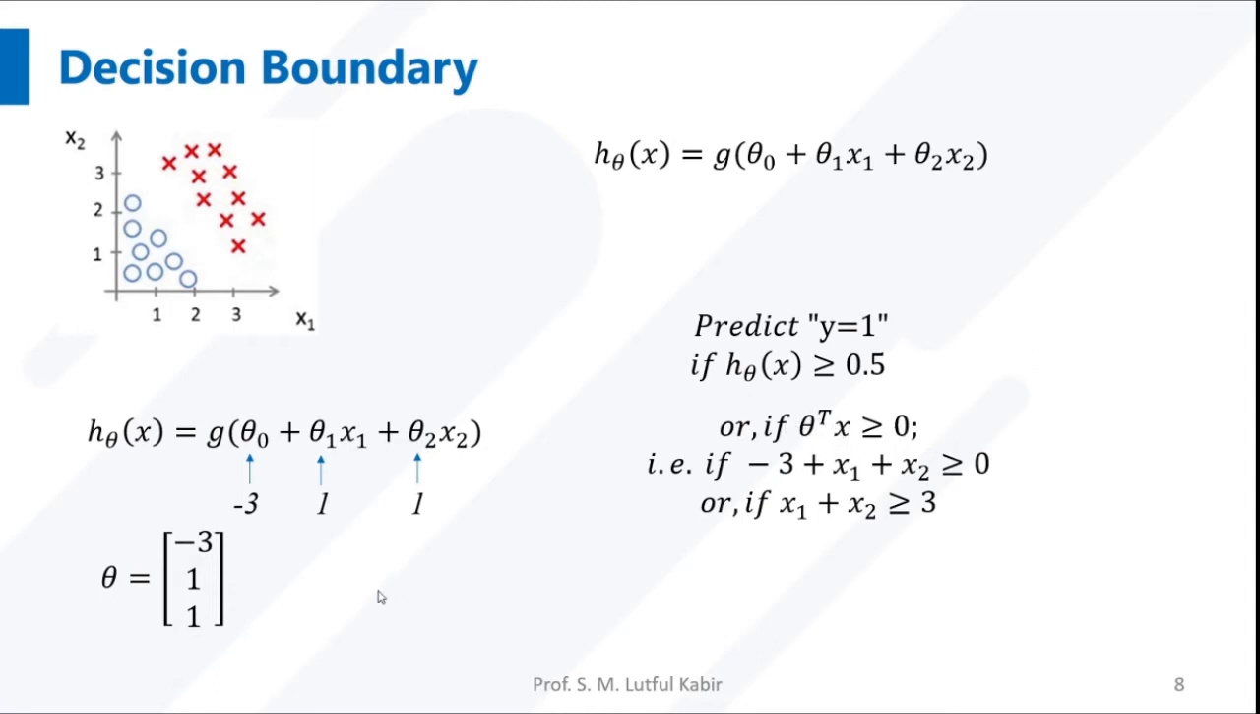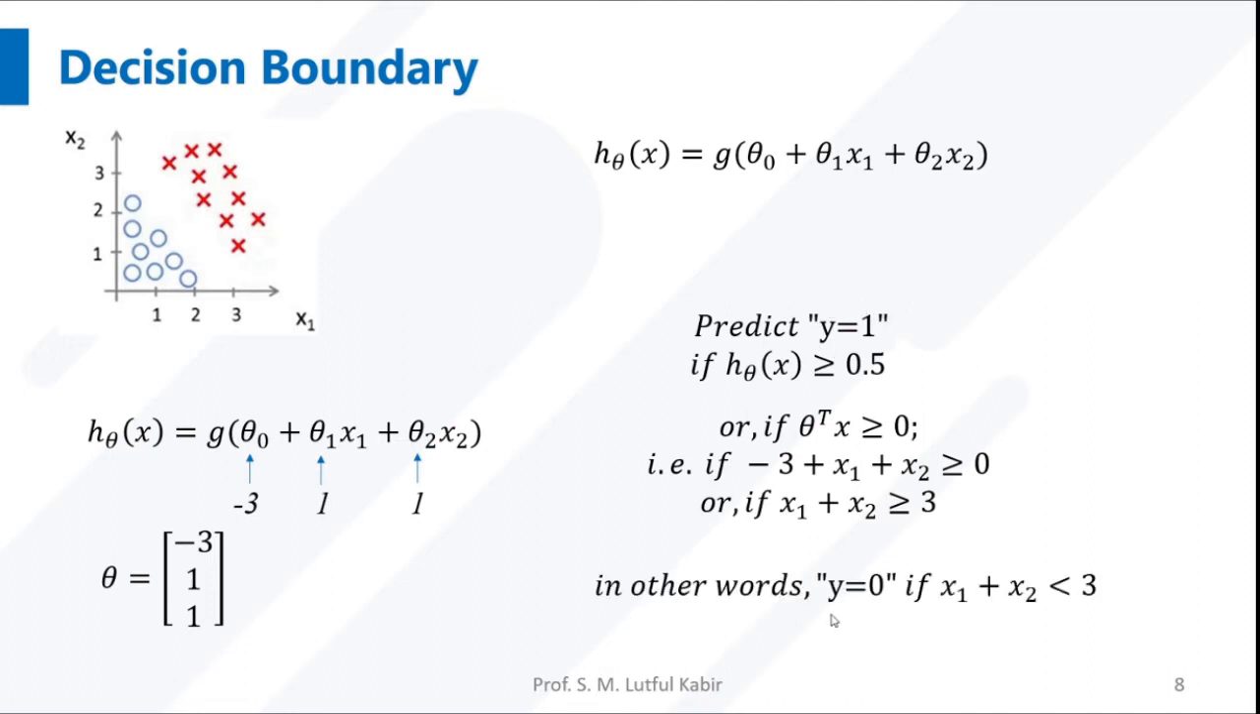So theta transpose x is nothing but this expression: minus 3 plus 1 multiplied by x1 plus 1 multiplied by x2 is greater than or equal to 0. If you rearrange this equation and take minus 3 to the other side, then we can say the line representing x1 plus x2 greater than or equal to 3, or the region representing x1 plus x2 greater than 3. When this equation is satisfied, this is the prediction of y equal to 1.